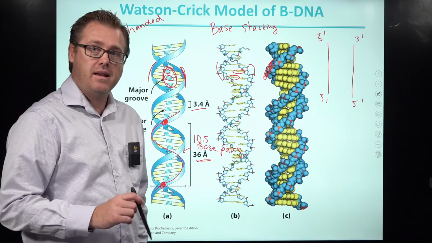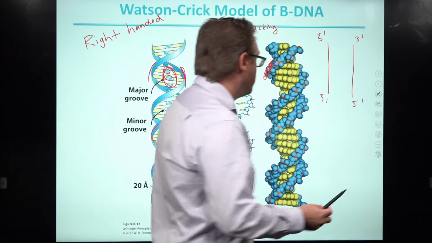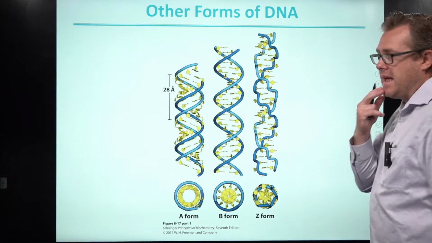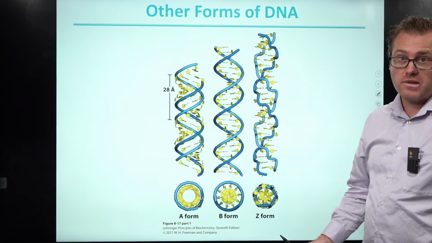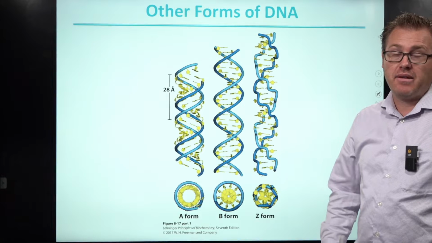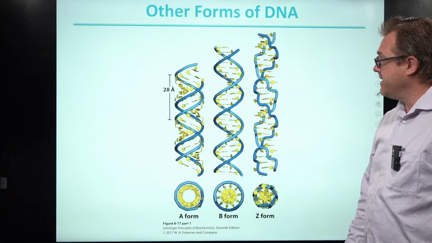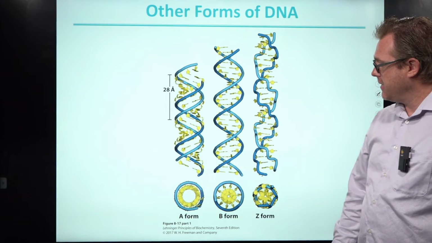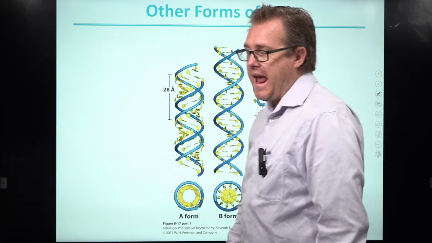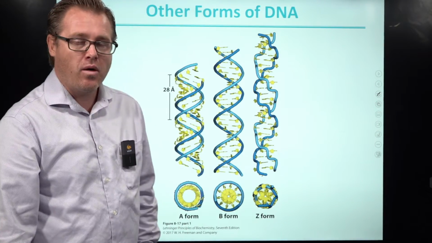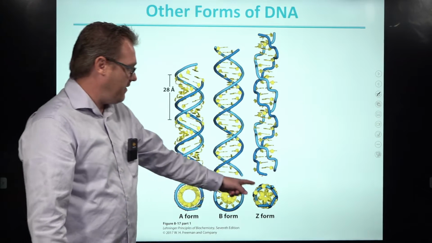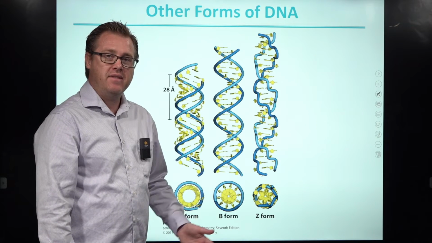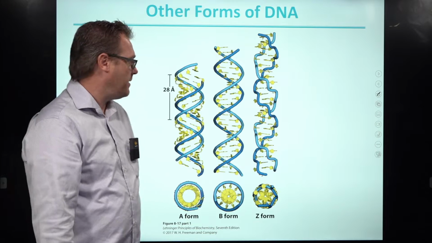The next thing that I want to talk about in regards to DNA is that DNA can have different forms. As you can see in the slide, we have the A form, the B form, and the Z form. Okay? Now, both the A form and the B form are right-handed helices. But the Z form here is a left-handed helix. Okay?